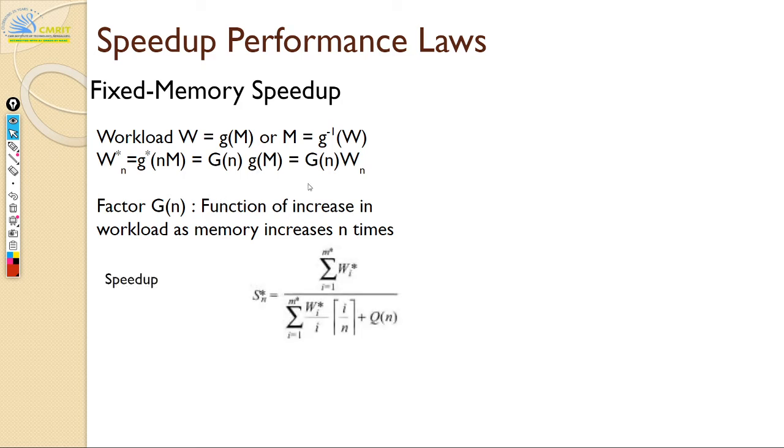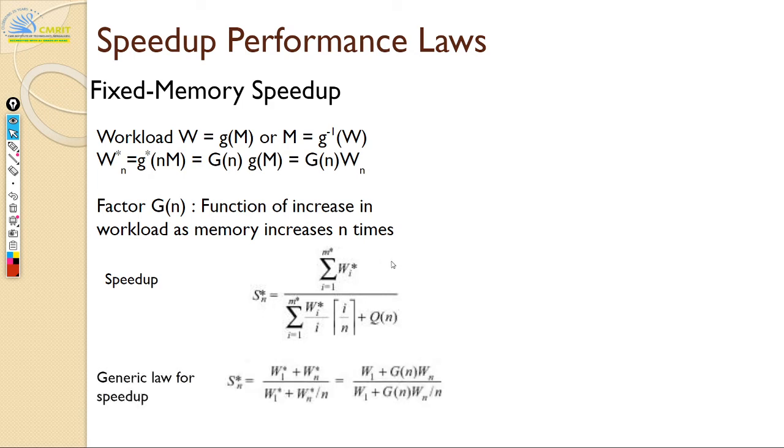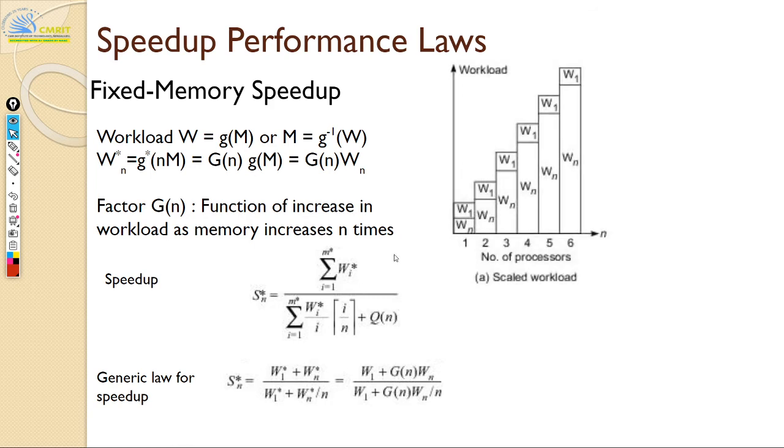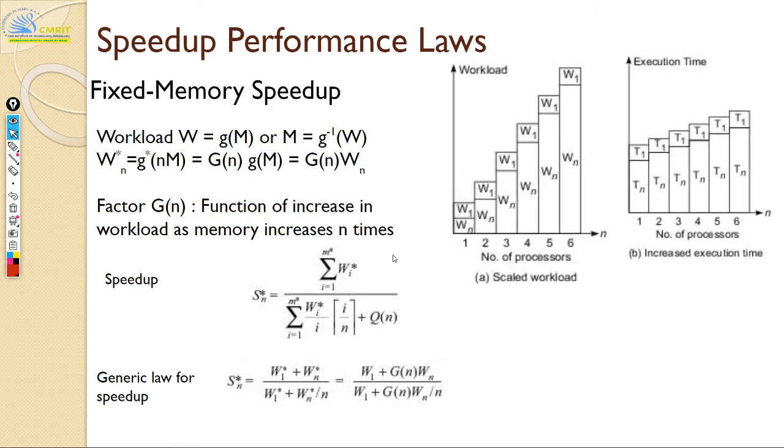Now, substituting the same way, you get this, so Wi star instead of your other Wi dash. The other representation is going to look like this. There is one additional factor, G of n, that is being added here, where you're bringing in G of n as the growth of your memory increase as your workload increases. So now this becomes the generic speedup law. It's going to look something like this.